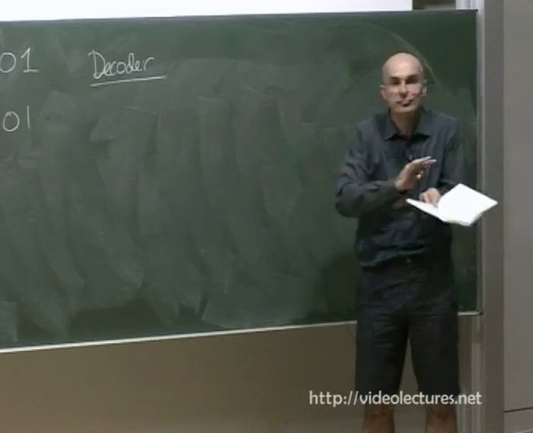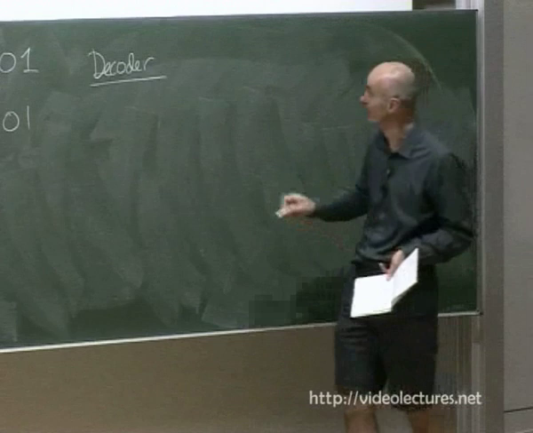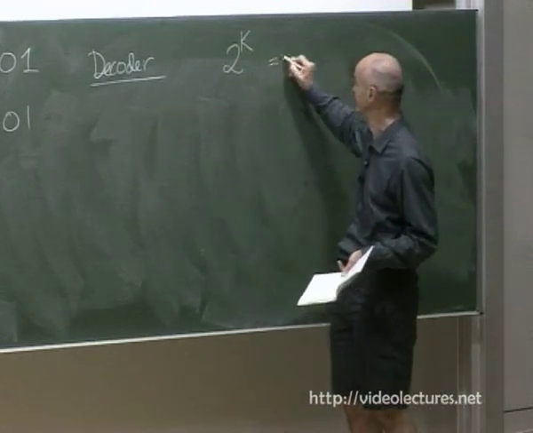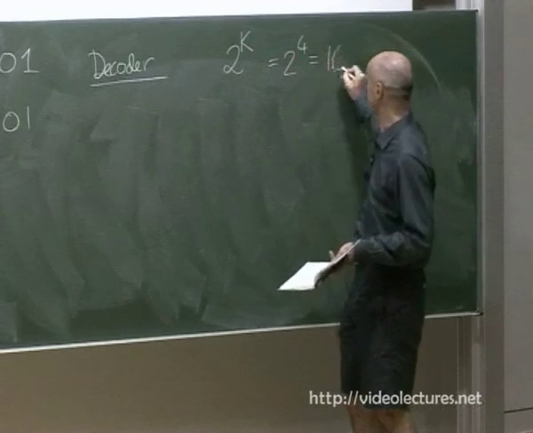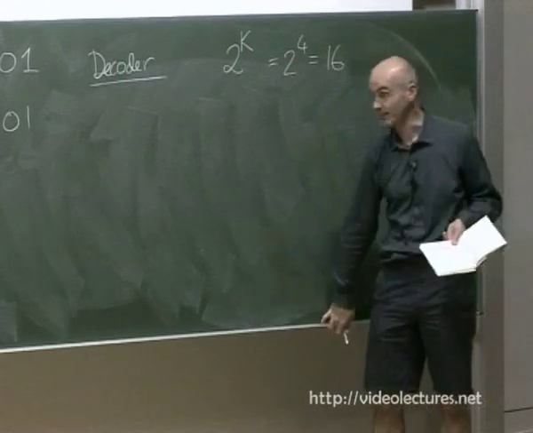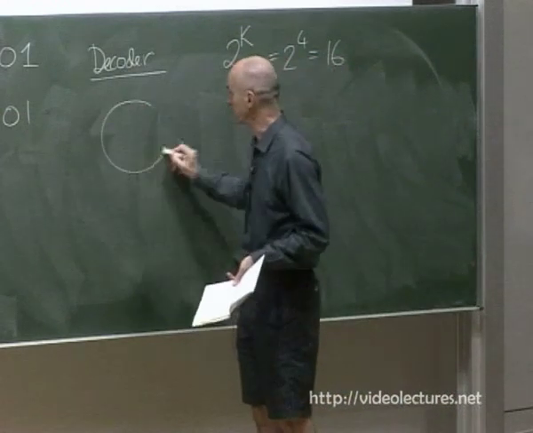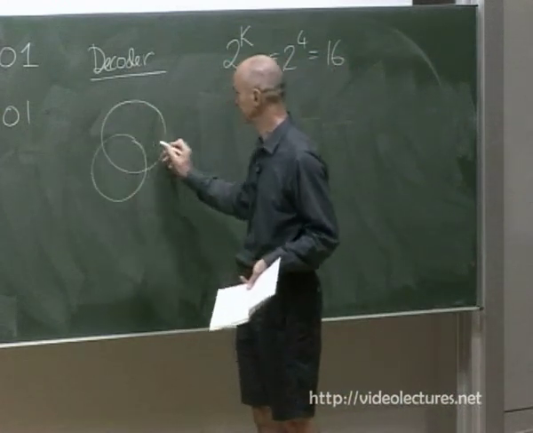That's the correct universal answer to the problem, and it has an awful complexity. It scales as 2 to the k, which is 2 to the 4, which is 16. So we have to look at all 16 hypotheses. But there's actually a sneaky way of getting there more efficiently.